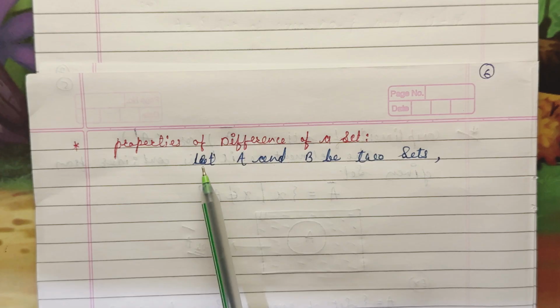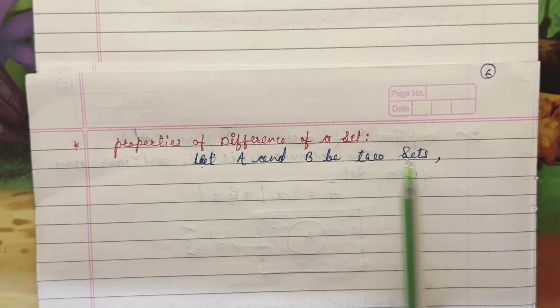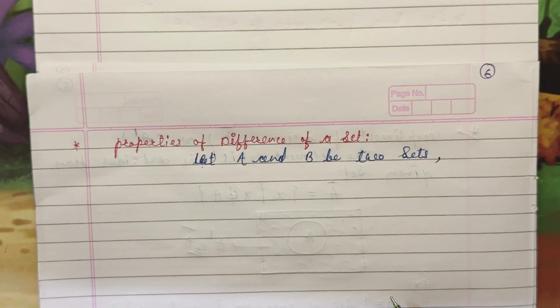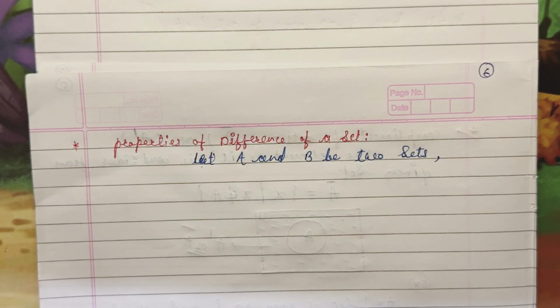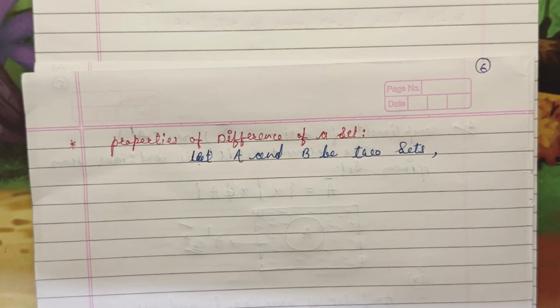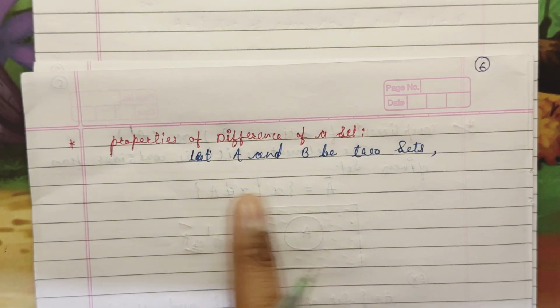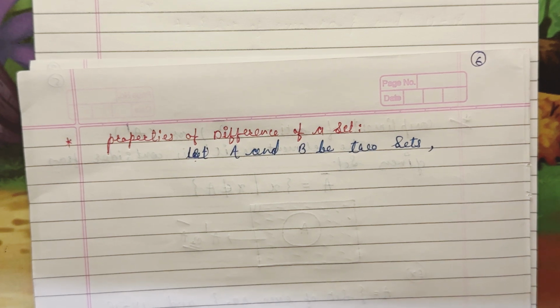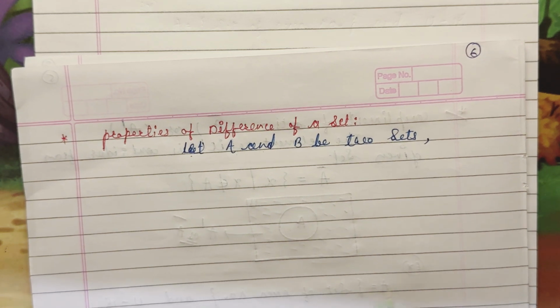So here, let A and B be two sets. We are taking two sets initially. I'm not writing the universal set, but obviously the universal set is present. The universal set is always present with a given set. I have not written it here, but it is present; we do not need to write it every time.